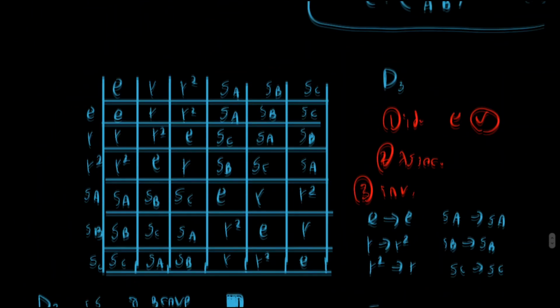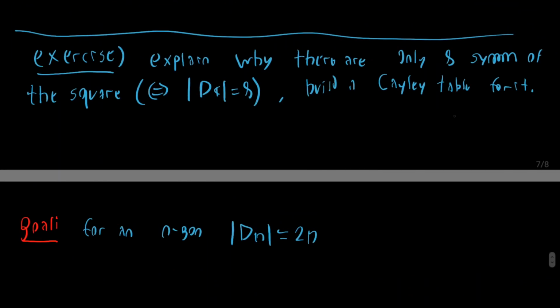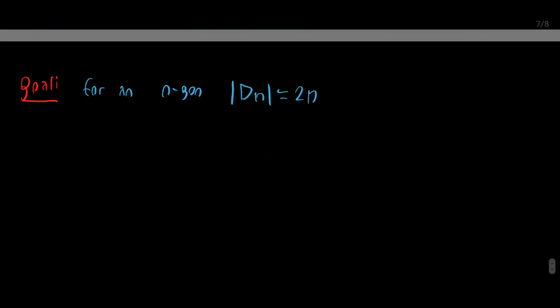So the goal now is to prove that for an n-gon, the order of the nth dihedral group is 2n. And we want to generalize many facts that we observed with the equilateral triangle that you will observe with the square here, with D4. So let's start proving these results, but first we will need some introductory ones.